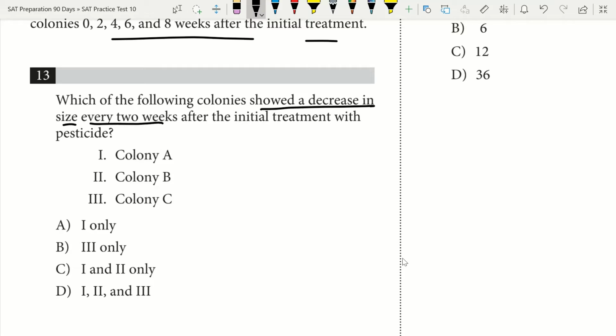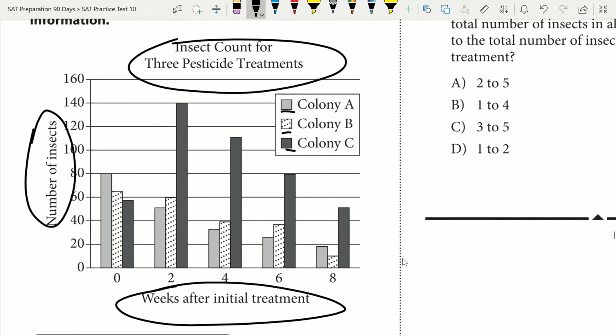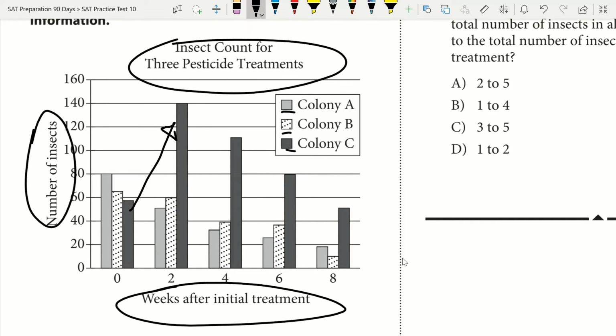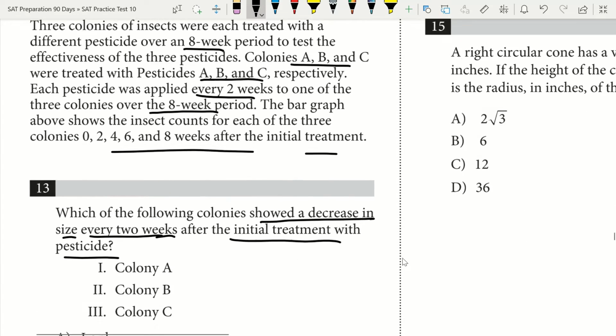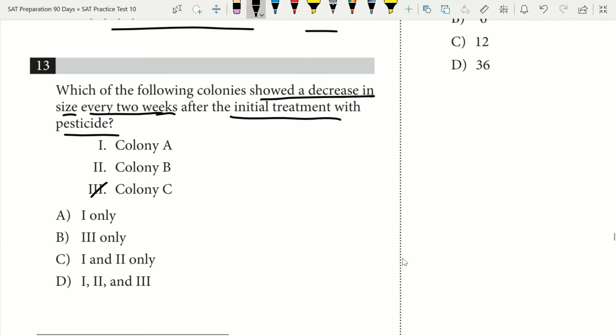So every 2 weeks, it's got to be consistent after the initial treatment with pesticide. I've got colonies A, B, and C. Well, if I take a look, I go ahead and see I have a big jump in colony C from 0 to 2. So I know colony C can't be a correct answer here. So I can go and get rid of any answer choices that have 3 in it. Okay, so I can get rid of B, I can get rid of D.